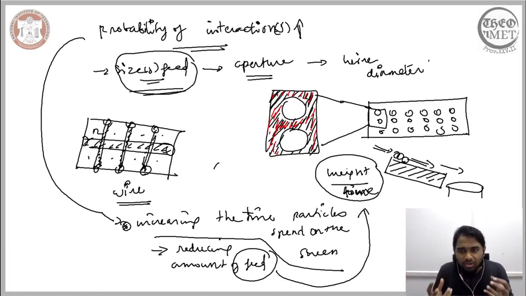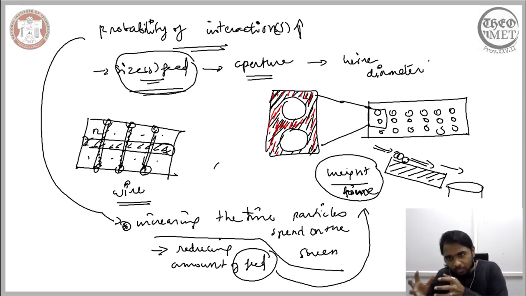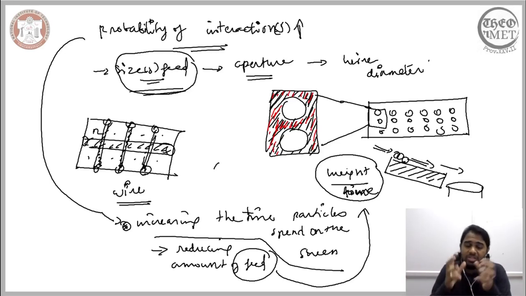So when, for the sake of increasing the interaction, you significantly reduce the rate at which you feed in your particles, your output will also be significantly reduced. So when you consider the efficiency of the overall operation, it will be lowered. Therefore, we need to achieve the right balance, such that you are increasing the probability of interaction, but you are also ensuring the overall efficiency of the process.